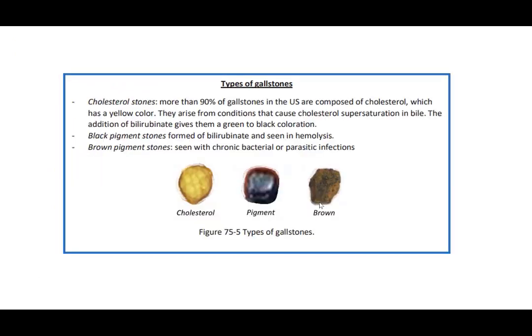Now, there are many types of gallstones, but cholesterol stones are by far the most common in the United States, and these represent more than 90% of gallstones, and, as their name depicts, they are comprised of cholesterol, which has a yellow color. They arise from conditions that cause cholesterol supersaturation, and the addition of bilirubinate gives them a green or black discoloration. Black pigmented stones are formed by bilirubinate and can be seen with conditions that cause hemolysis. And finally, brown pigment stones can be seen with chronic bacterial or parasitic infections.